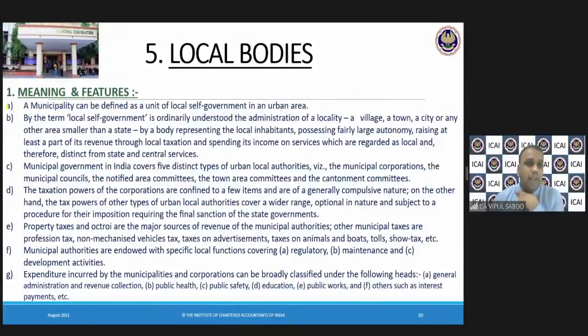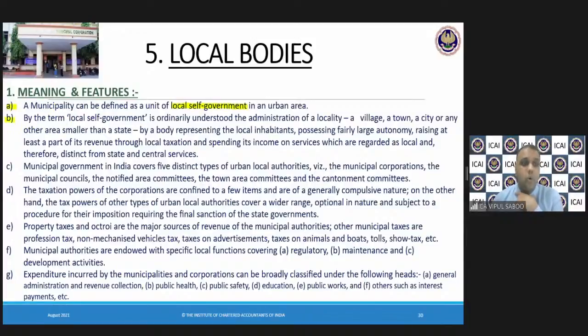A municipality can be defined as a unit of a local self-government in an urban area. In an urban area, right? So we are not talking about gram panchayats over here or the panchayats or the zilla parishads. This is in an urban area. So this is a municipality, it is a local body. Gram panchayats are local bodies, zilla parishads are local bodies. But in our case, we are starting with the municipalities.